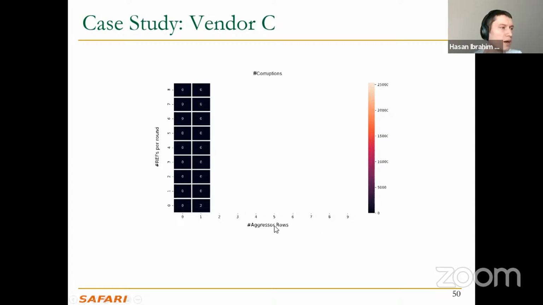So on the x-axis, we have the number of aggressor rows. So we sweep the number of aggressor rows that we hammer simultaneously. Think of this as a regular RowHammer access pattern, but we don't do a double-sided RowHammer, we do up to 9-sided RowHammer, let's say. So we hammer 9 different rows in the same bank. And on the y-axis, we have the refreshes per round.